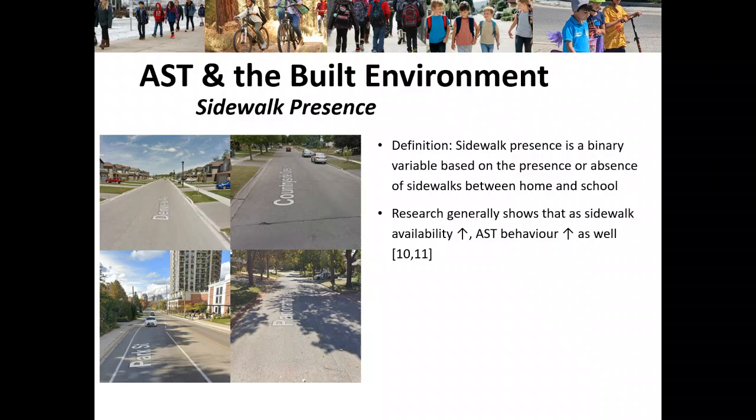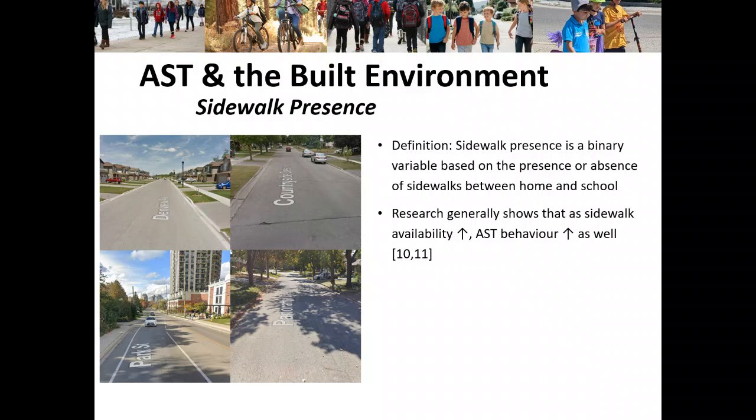Another common measure found in the literature is sidewalk presence. You can see here a few different examples: sidewalks on one side of the street, sidewalks on two sides of the street, and then no sidewalks at all. Across the province, we have various examples of all of these. Even in new developments, we're still seeing some streets with no sidewalks being built on them. And it does impact the ability for children to walk to school.